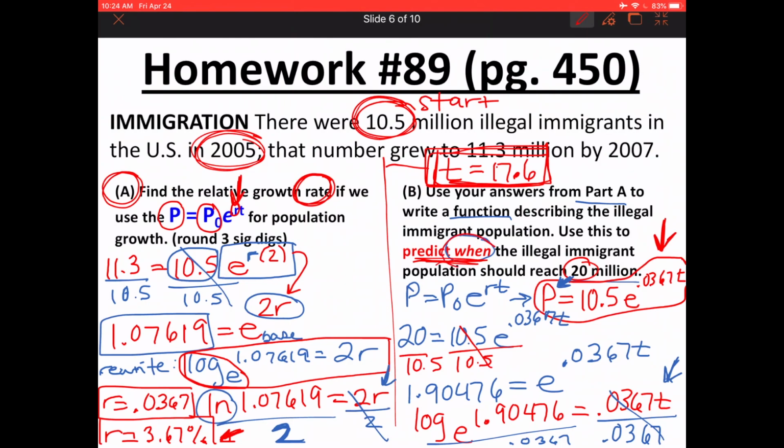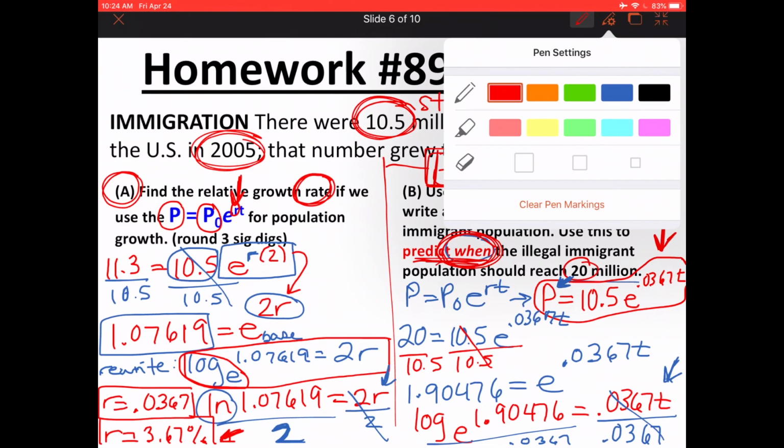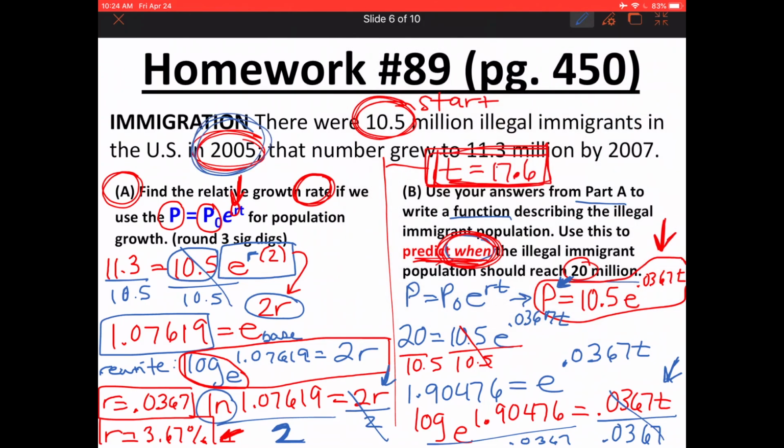because the question asks us, when is the population going to be 20 million? So you can't tell me 17.6. So what do we have to do? If we started in the year 2005, take 2005 plus 17.6. And so what would your final answer be? In the year 2022. So this would be your final answer to part B, because now you're telling me when we would reach 20 million illegal immigrants. Okay, guys?